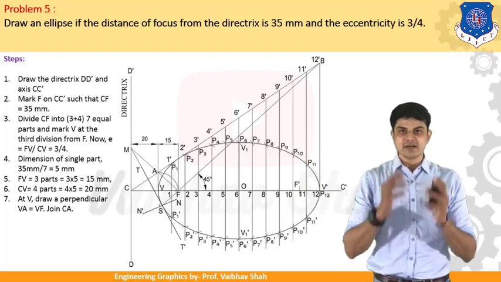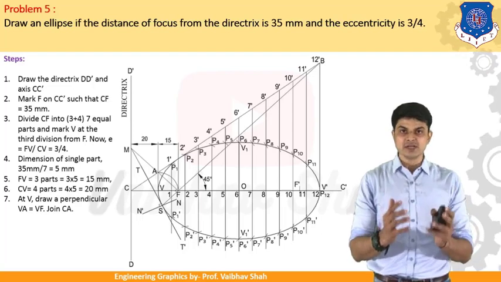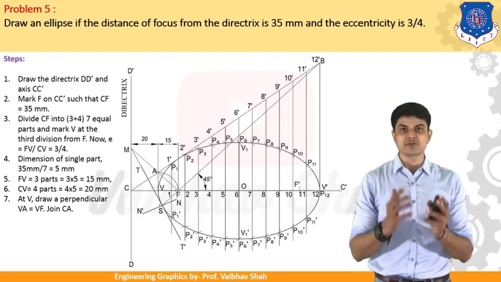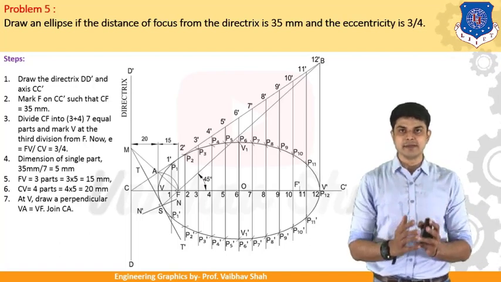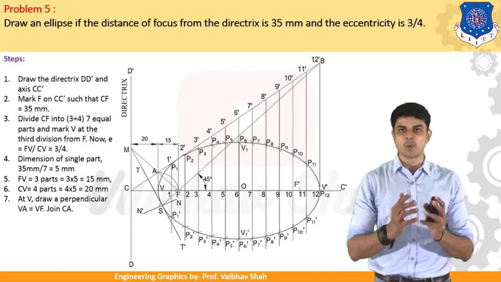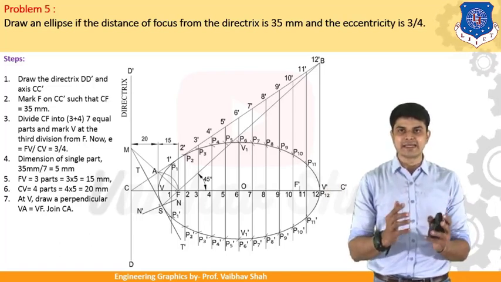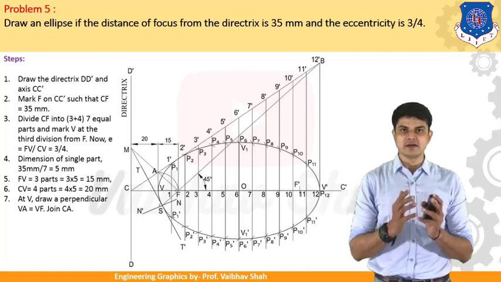Then we know that the vertex to directrix distance is equal to 4 parts. We know that the single part dimension is 5 mm, so let us multiply 4 by 5. So we will have 20 mm. So let us draw 15 mm from your focal point on the left hand side in order to get your vertex point, and then 20 mm from your vertex point till your directrix. So we have each of the points.